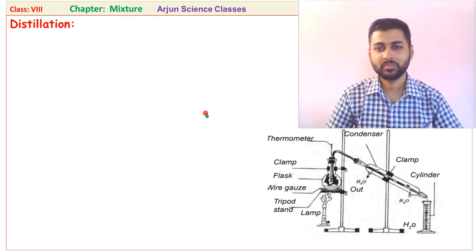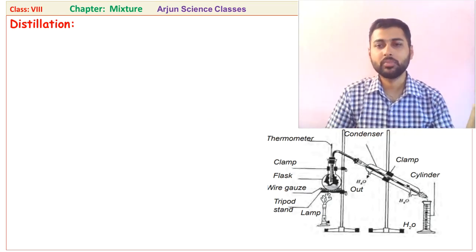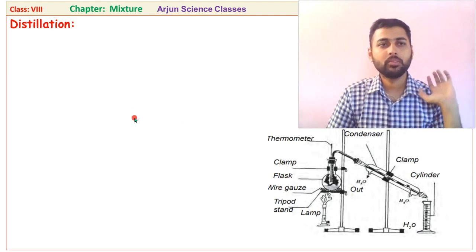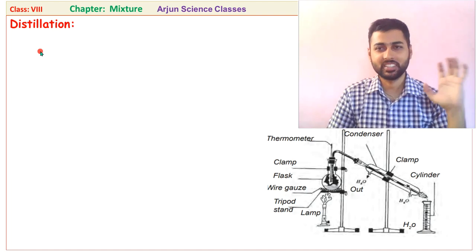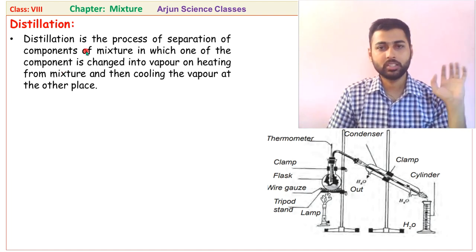That is the question. There are various methods to separate the components of a mixture: distillation, chromatography, filtration. Various ways. Among them, first of all, I am going to discuss distillation.